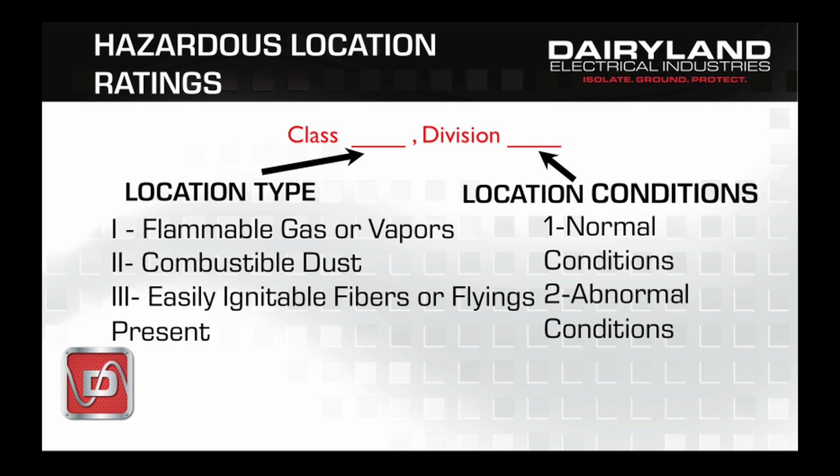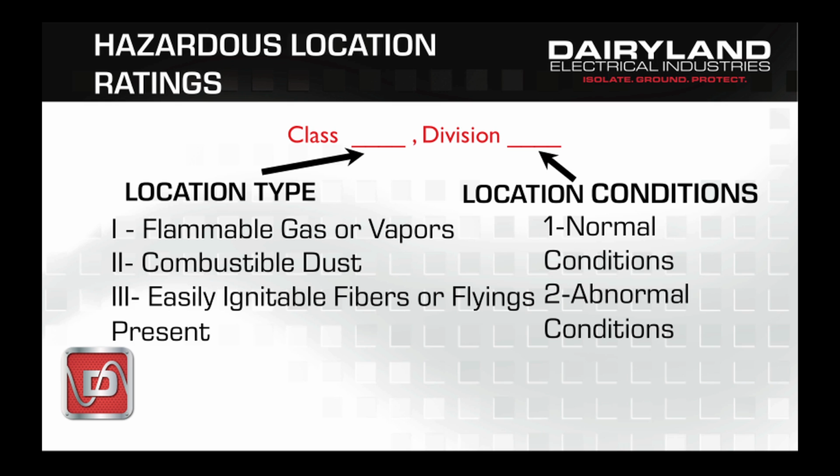The nature of the petroleum and gas industry dictates that at DAIRYLAND we are primarily concerned with flammable gases and vapors. Because of this, we have obtained Class 1 ratings on all our products. You can see from the chart that there are other possible location types or classes, but these are environments not generally applicable to the gas and oil industry.